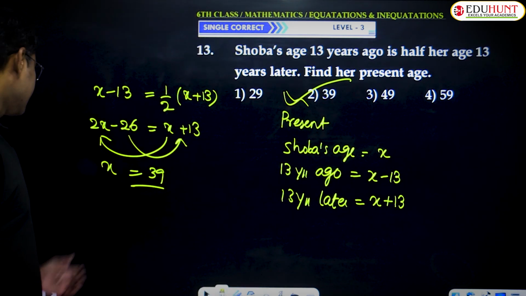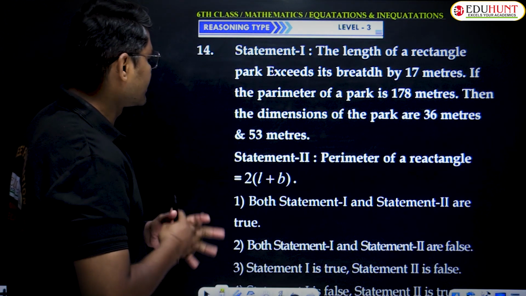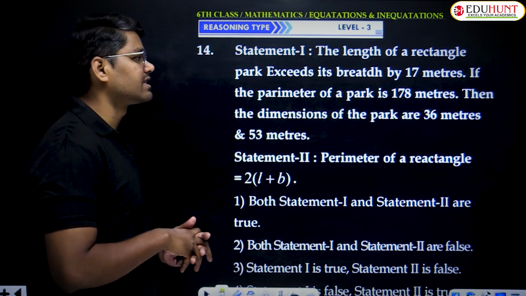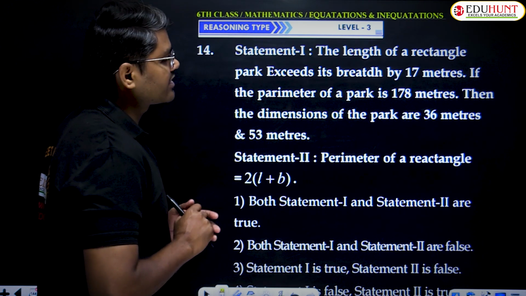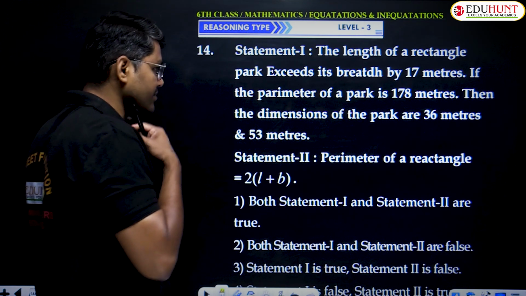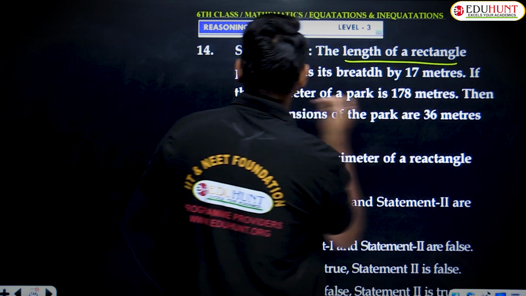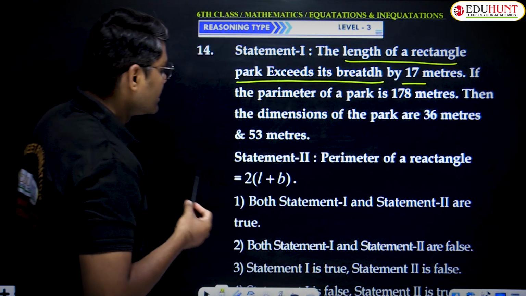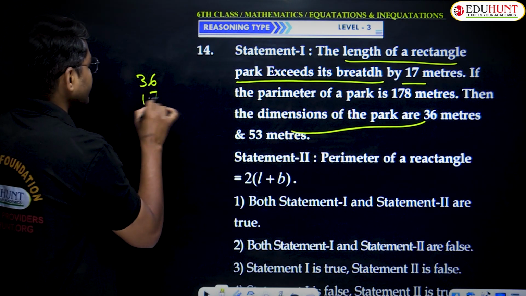Okay. Let us see the next one. Statement 1 and statement 2. The length of the rectangle park exceeds its breadth by 17 meters. If the perimeter of the park is 178 meters, then the dimensions of the park are 36 meters and 53 meters. Okay. Let us see the condition. The length of a rectangular park exceeds its breadth by 17 meters. The difference between the length and breadth is 17. 36 plus 17.